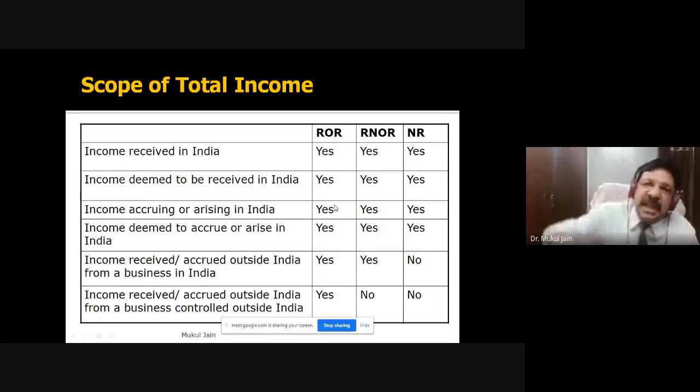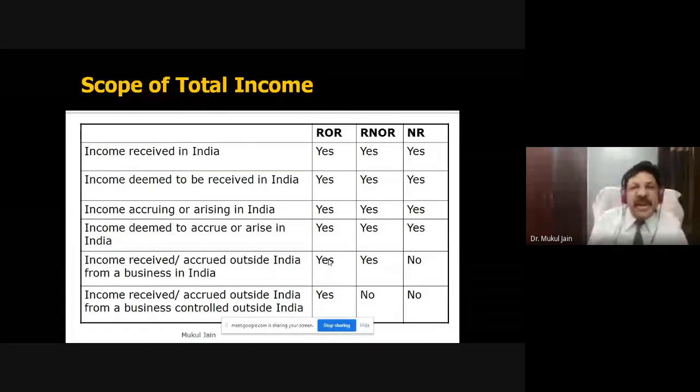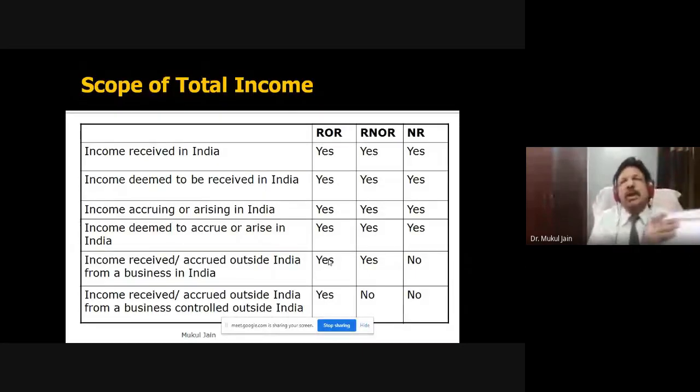So whatever money they have earned over there, if they have brought this money in India, or they have remitted this money in India, it will not be taxed in India. So for all the three categories, it will not be taxed in India. Right?